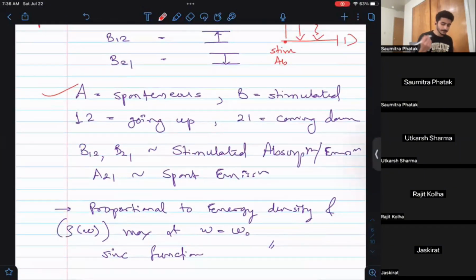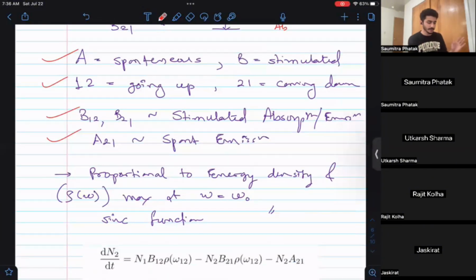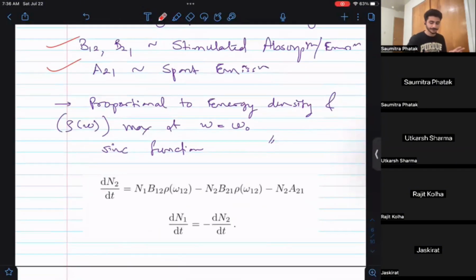And the subscripts give you information about how your journey begins and how your journey ends. So if you're starting from the first state to the second state, you're going up. If you're coming from 2 to 1, so 1-2 and 2-1 correspond to going up and down. So that's why B12 and B21 are stimulated absorption and emission, and A21 is spontaneous emission. So it is a very nice, intuitive notation that is given by Einstein.